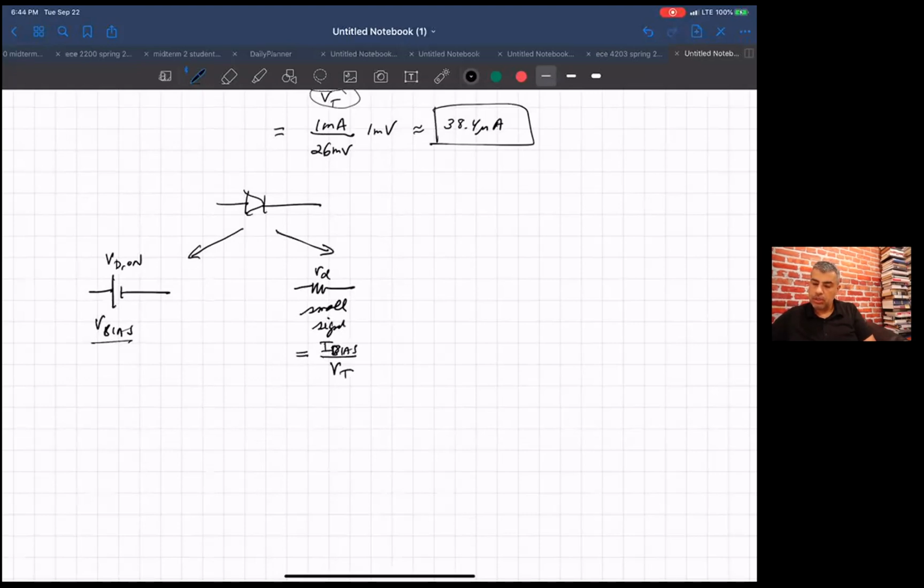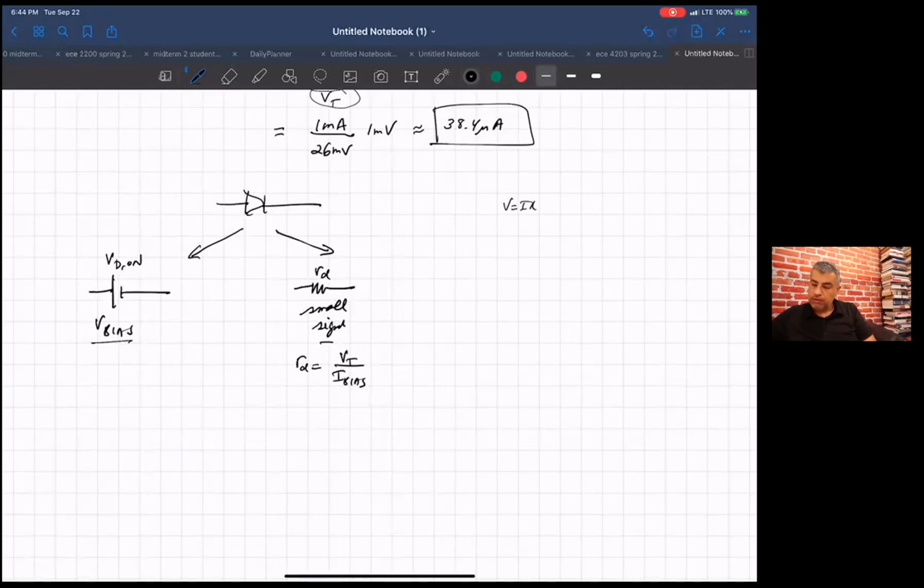No, sorry. I always get this wrong. V is equal to IR. So R sub D is V sub T over I bias. So it's a superimposition of those two.